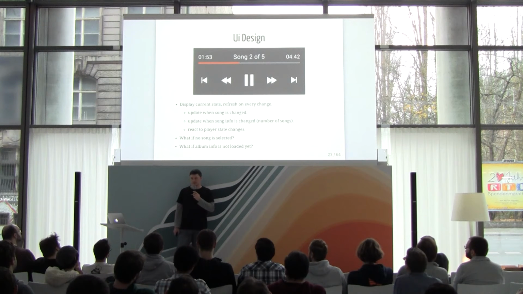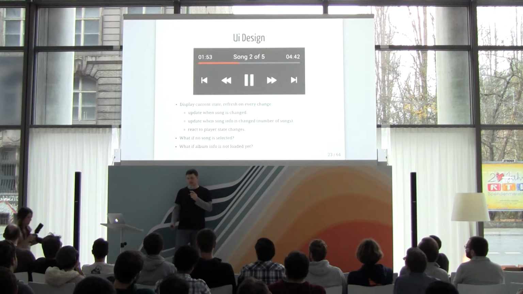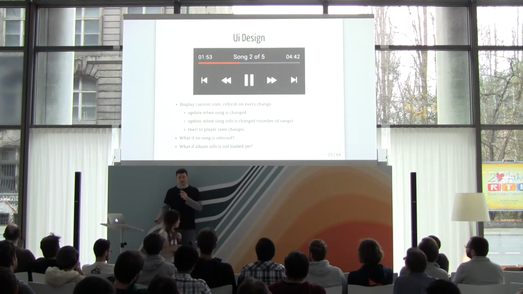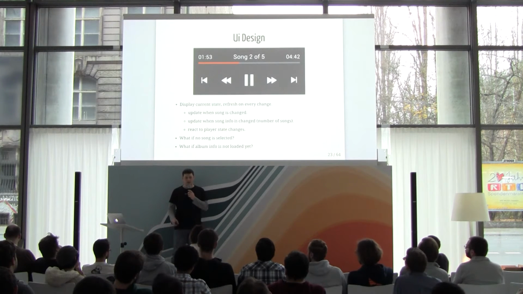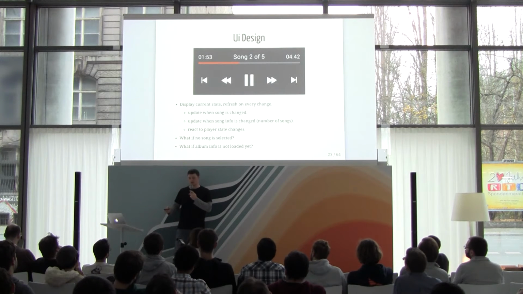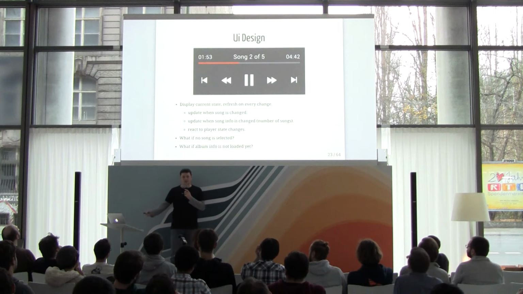We also need to take care about edge cases. What happens if there is no song selected? What happens if info for the album is not yet loaded from network? In this case, the only info that we need from an album is the count of songs in there, but there could be something more.